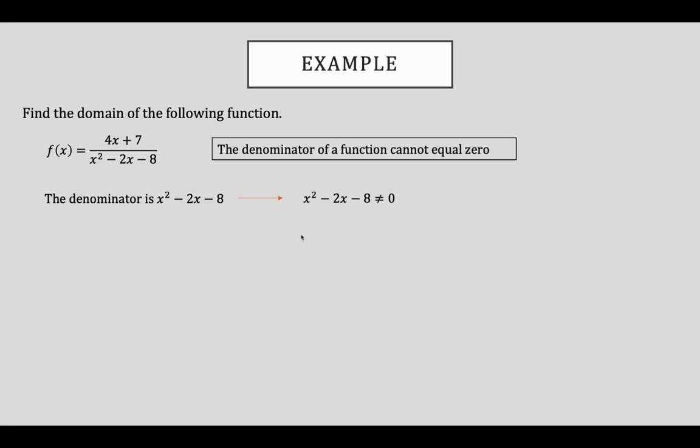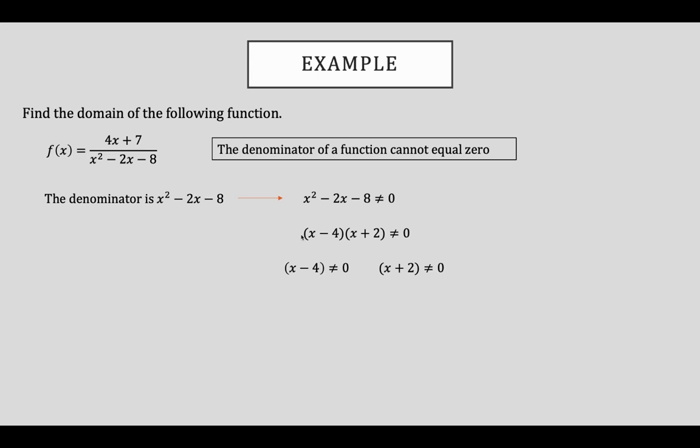Now we can solve this just like we would any normal quadratic equation. To do that, we're going to have to factor. In this case, our quadratic factors into the quantity x minus 4 times the quantity x plus 2 does not equal 0. And just like we would with our normal quadratics, if that were an equal sign, we are going to set each of the factors, in this case, not equal to 0. So I have x minus 4 does not equal 0, and x plus 2 does not equal 0.